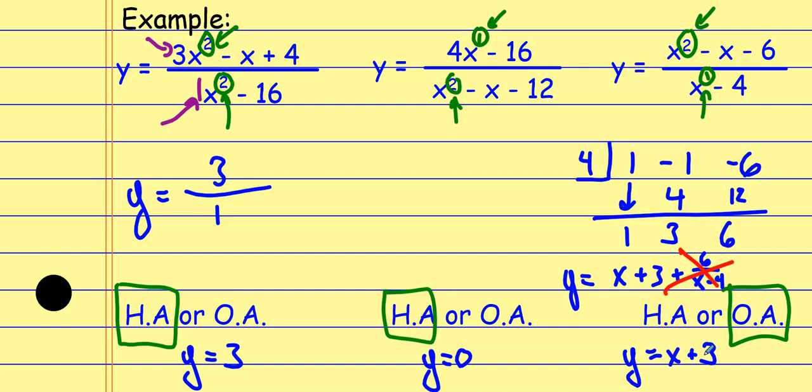That's it. So again, finding these is easy. It's just a matter of memorization. When the degrees are the same, divide the leading coefficients, y equals. When the denominator is bigger, y equals 0. When the numerator is bigger, synthetic division, find the y equals mx plus b. Okay?